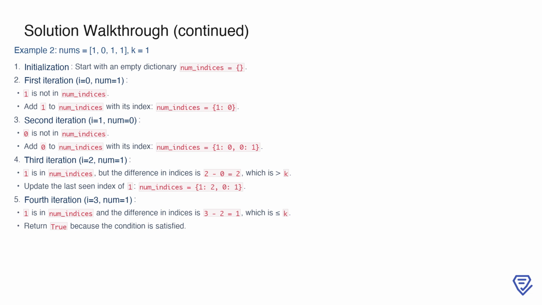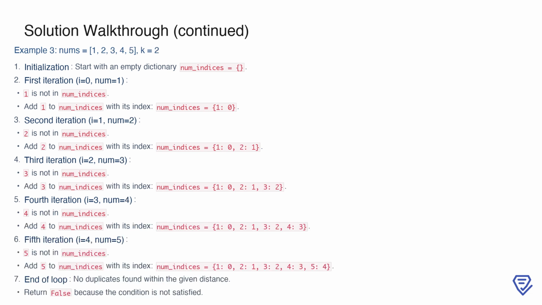On the fourth iteration, the number is 1 at index 3. This time, 1 is in the dictionary, and the difference between indices is 3 - 2 equals 1, which is equal to k. This satisfies the condition, so we return true as the result. Here, the array is 1, 2, 3, 4, 5, and k is 2. We begin with an empty dictionary number_indices.